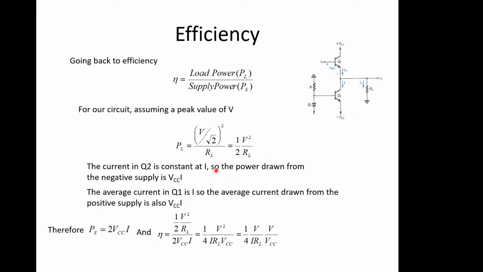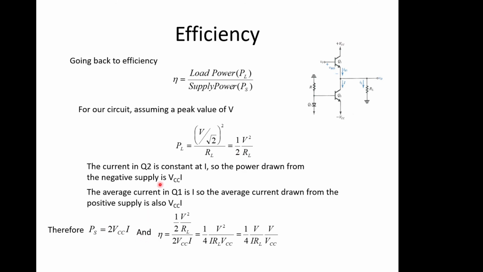The current in Q2 over here is constant because it's a constant current source. So the power drawn from the negative supply is going to be whatever voltage you've got across here, which is VCC, times the current going through, which is I. So we've got VCC I as being the power, and the average current in Q1 when no signal comes in is also I. So the average current drawn from the positive supply is also VCC I, which you can get from looking at this and saying, well, there's two lots of VCC across here, and there's I going down it, so it's going to be 2 VCC I as the power supply power.